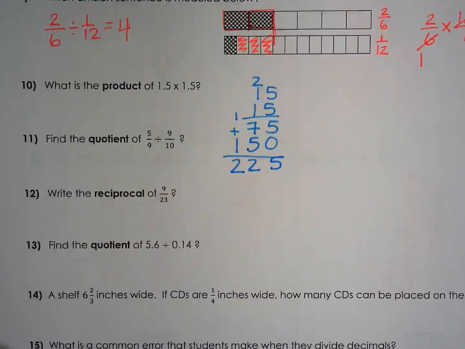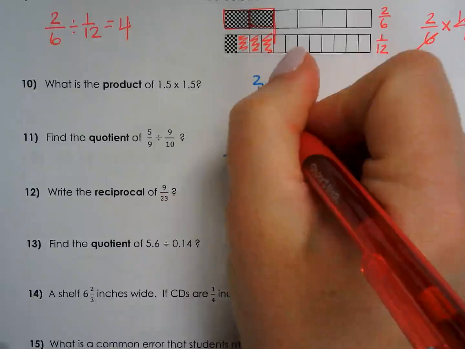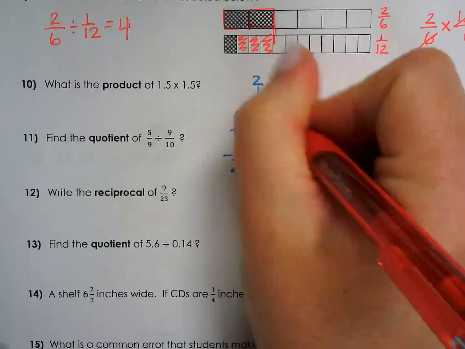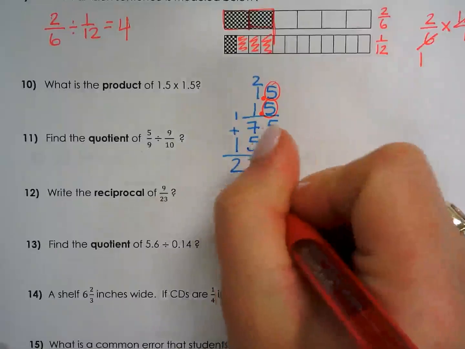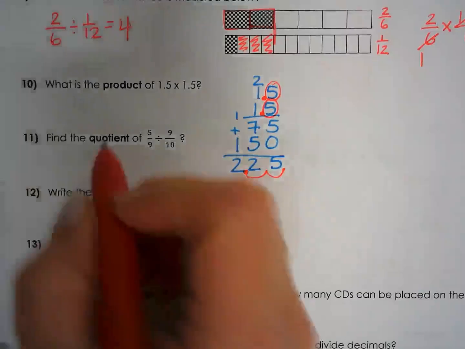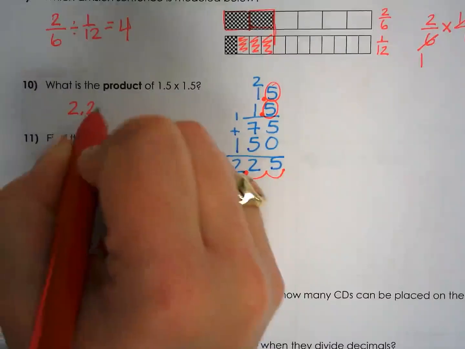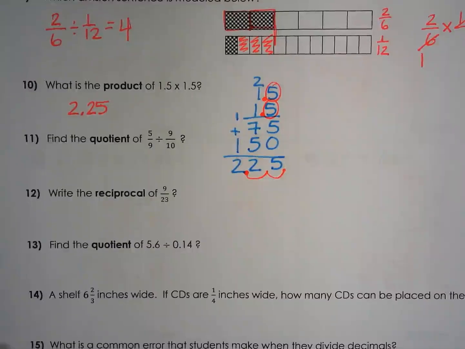Now we go back and we actually put in those decimals where they were to begin with. And we notice that there are 2 numbers after decimals. So we start at the back end, move 2 places. The final answer for question number 10 will be 2 and 25 hundredths.